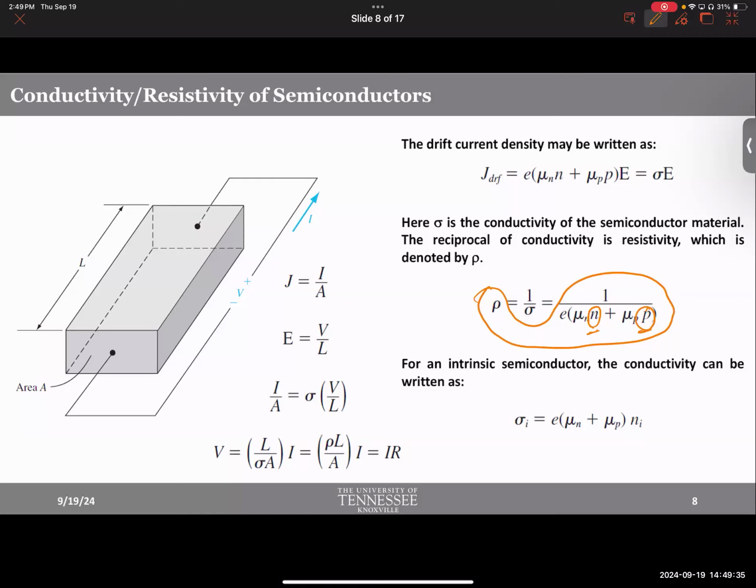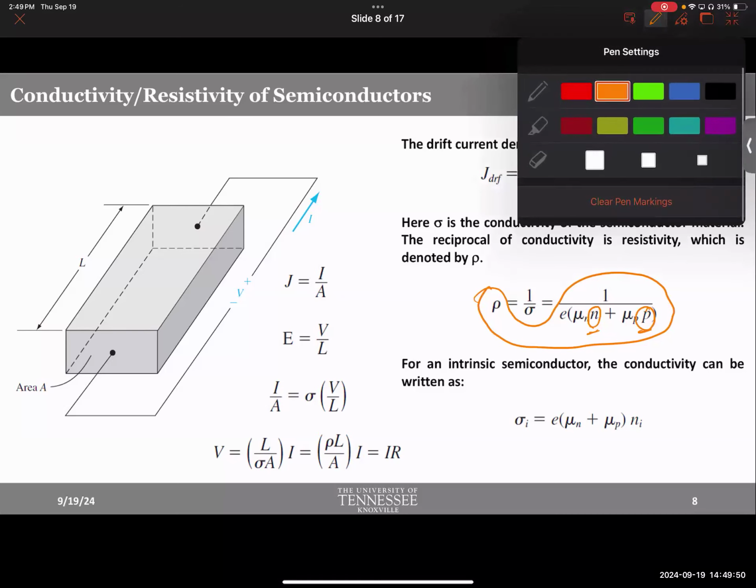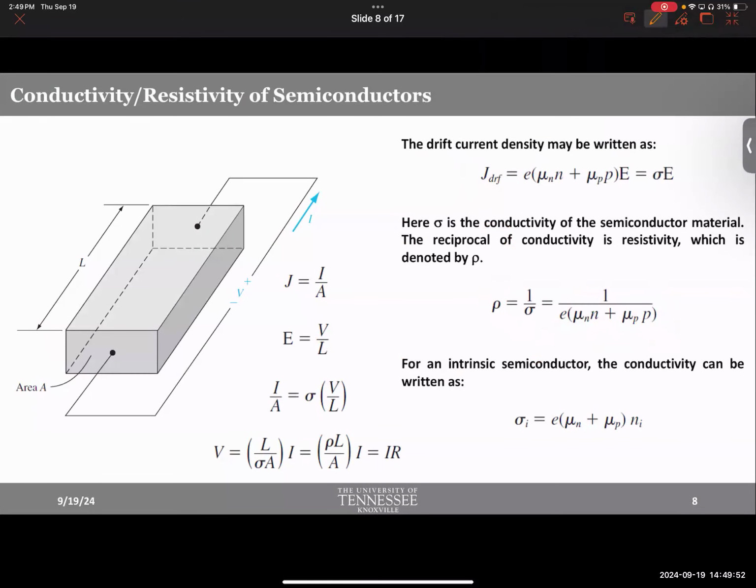So far you have been seeing thermal equilibrium. Whatever electron is being generated is either being generated by the donors and acceptors or by thermionic process. But you haven't seen what voltage can do, okay? So that's a very interesting thing about semiconductors. So keeping that in mind, let's move on to the next slide.